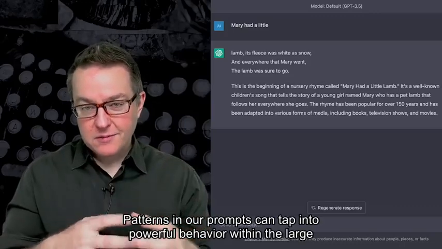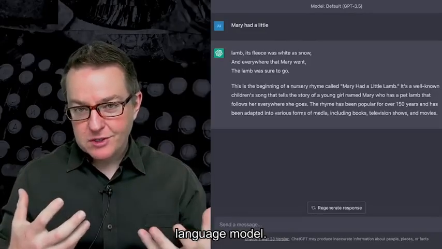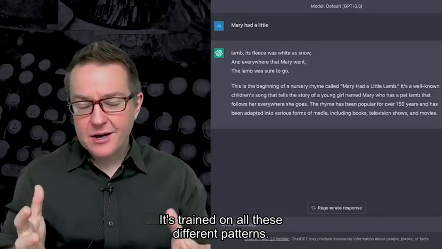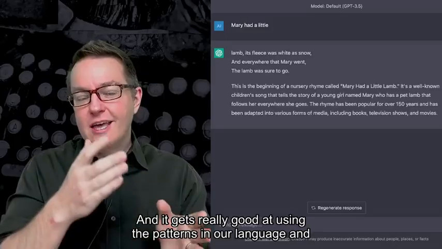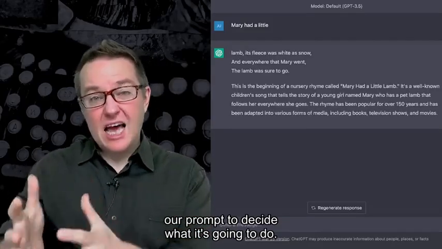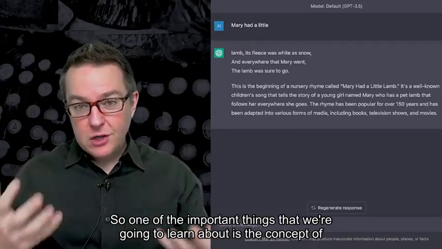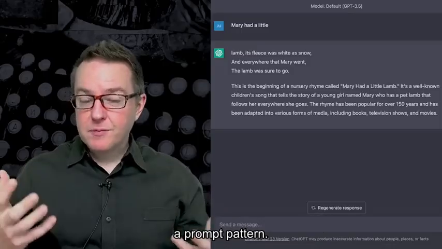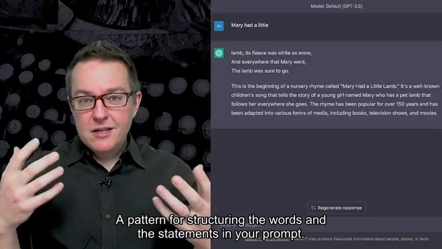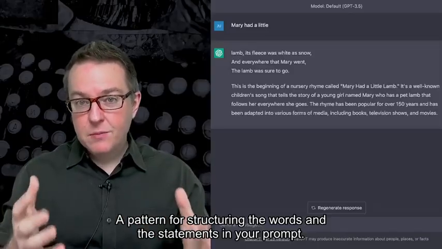Patterns in our prompts can tap into powerful behavior within the large language model. It's trained on all of these different patterns, and it gets really good at using the patterns in our language in our prompt to decide what it's going to do. So one of the important things that we're going to learn about is the concept of a prompt pattern: a pattern for structuring the words and the statements in your prompt.